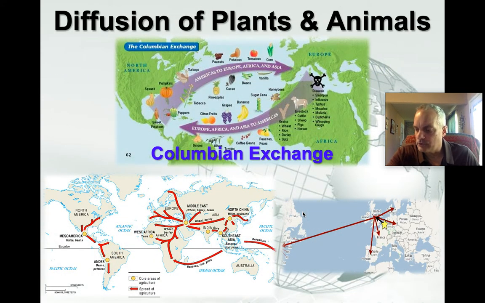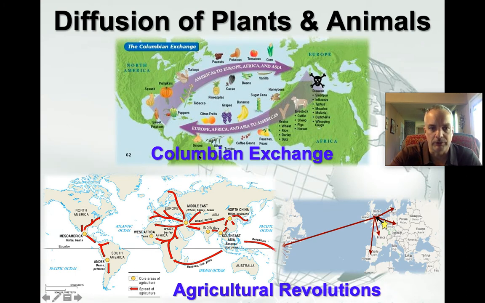All right, diffusion of plants and animals. Three things they wanted you, or really two things they wanted you to know about here: the Columbian exchange and the agricultural revolutions. Okay, so you've seen the Columbian exchange thing in other classes before, most likely, not to mention when we looked at it in this class. All right, do not, this is the big thing with the Columbian exchange, do not get the Columbian exchange confused with triangle trade, where you got the slave trade, and that's a different thing. Very similar in a lot of ways, but it's not the Columbian exchange.